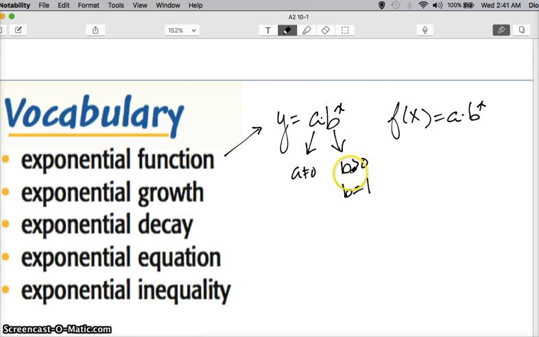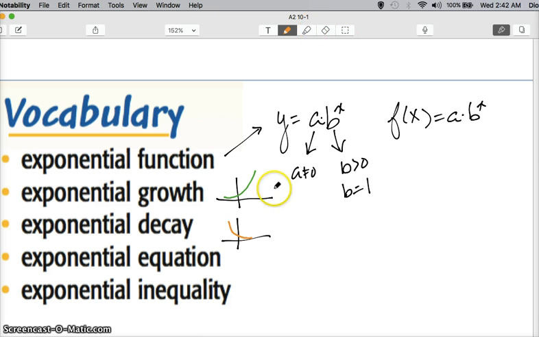All right, so a few things that we need to know is that exponential functions can look a number of ways when we graph them. Right now I'm going to show you examples of exponential growth, where we increase as we go to the right, and exponential decay, where we decrease as we go to the right. So in exponential growth, as x increases, y or f of x increases. And in decay, as x increases, y decreases.